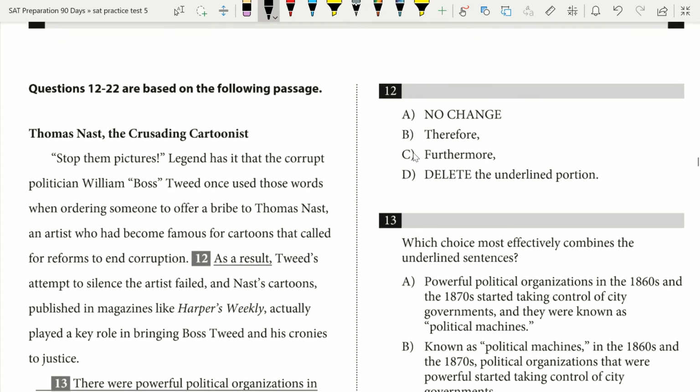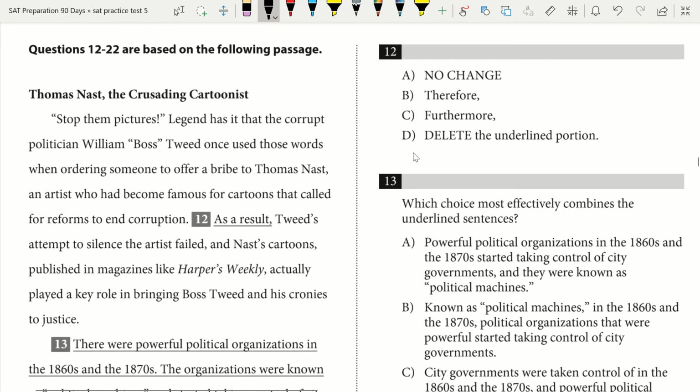All right, now we've got our last section here. So questions 12 through 22 are based on the following. So Thomas Nast, the crusading cartoonist, stop them pictures. Legend has it that the corrupt politician William Boss Tweed once used those words when ordering someone to offer a bribe to Thomas Nast, an artist who had become famous for cartoons that called for reforms to end corruption.